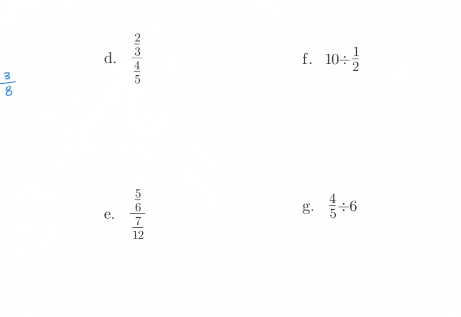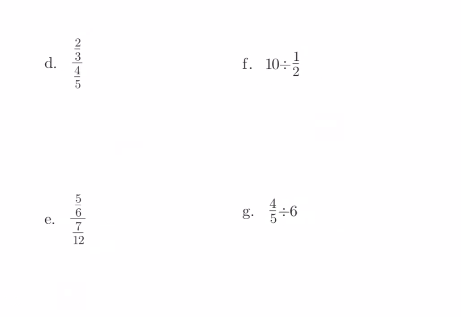Let's look at some other types. For D and E, this is just another notation. They're using the fraction bar to mean division. These are also called complex fractions. You don't need to know this, but a complex fraction is a fraction containing fractions. I'm going to show you two ways to do this problem. The first way is the way that we've been doing it so far. I'm going to rewrite this horizontally. This is the same thing as 2/3 divided by 4/5.